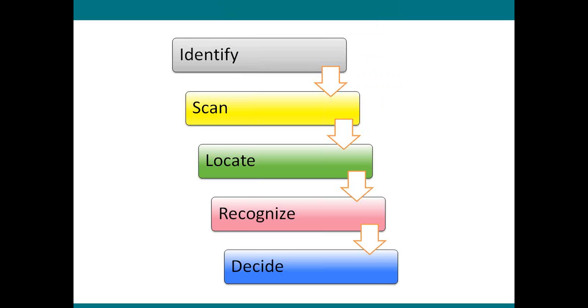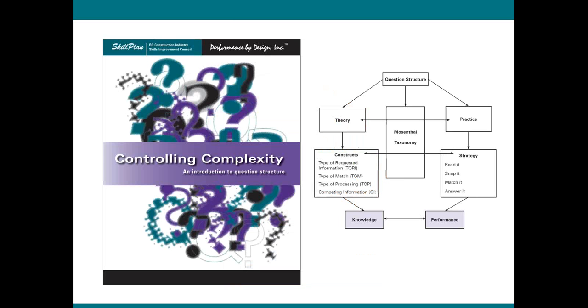through to solve problems. So related to that, this is our newest resource, Controlling Complexity. And so what we did is we worked with Michael Hart, who's done a lot of work with Pete Mosenthal, who's one of the thinkers behind IALS. And we looked at the theory behind complexity. So as I mentioned earlier: type of requested information, type of match, type of processing, and competing information.